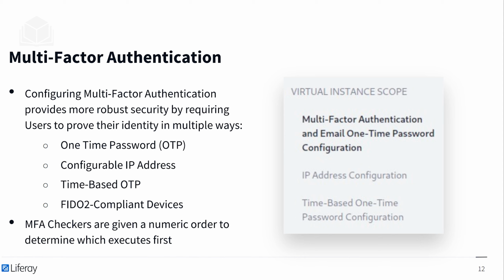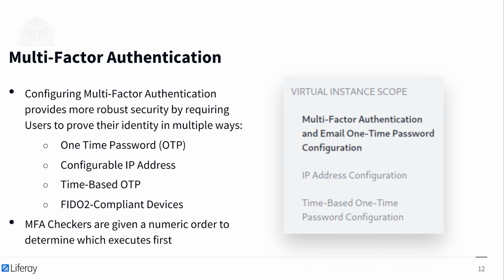In Liferay DXP 7.4, 2 additional factors are shipped, though disabled by default: the IP address checker and the time-based OTP. The IP address MFA checker checks users' IP addresses with allowed IP address masks to verify identity. The time-based OTP MFA checker is based on the Google App Authenticator. This adds a profile option where users can generate a code that provides an additional time-restricted factor.